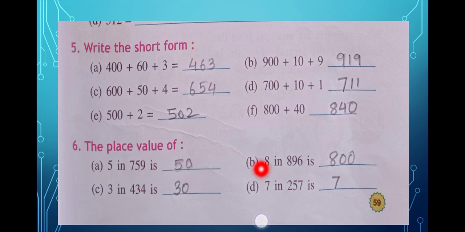In the same way the last one is 7 in 257. So what is the place value of 7? 7 is in ones place. 7 ones means 7. So it is like this. Okay children. So only this much we have done today, exercise 4.2.